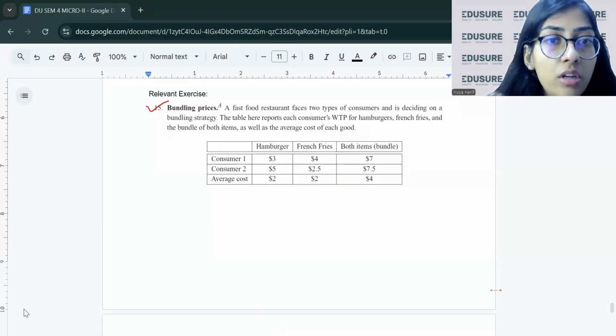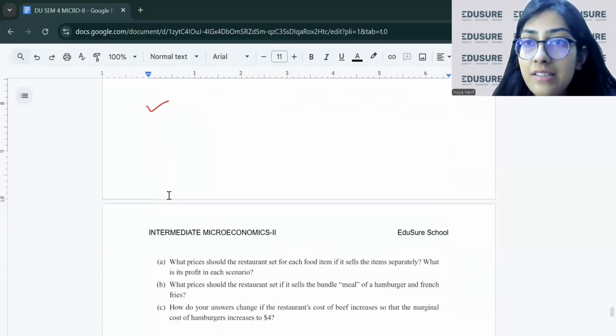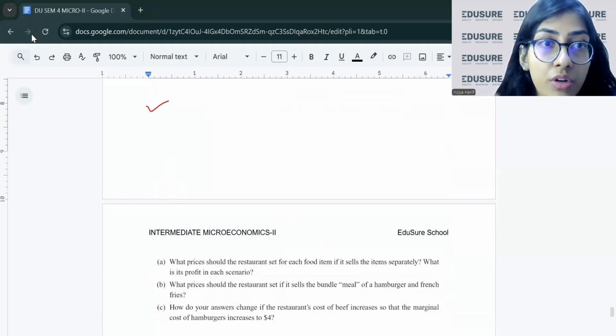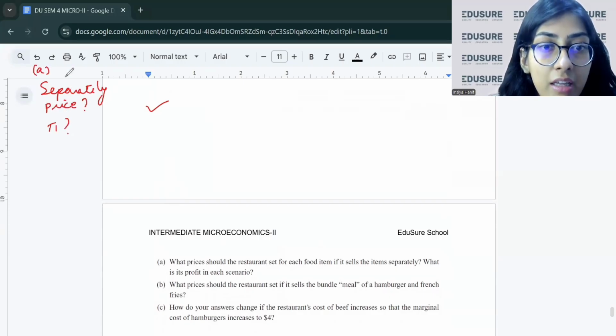Okay, now what are they asking? So what prices should the restaurant set for each food item if it sells the items separately, and what is its profit? Okay, so first we have to talk about the separate scenario. Okay, separately you have to calculate the price and the profit. Okay, this is part A. Then part B is what prices should the restaurant set if it sells the bundle? Okay, so bundle में क्या price होना चाहिए?